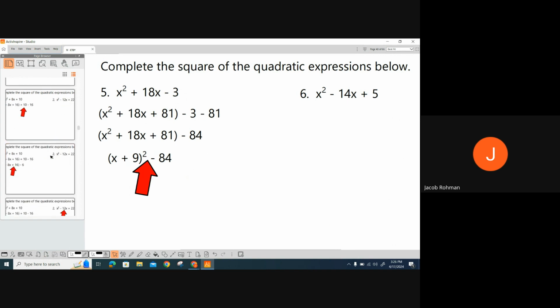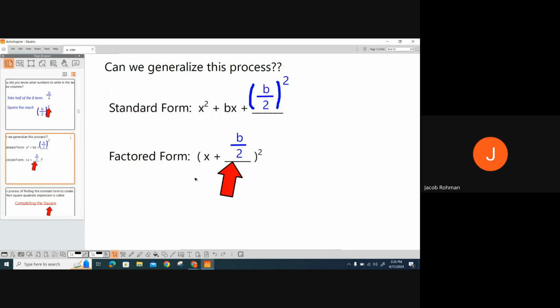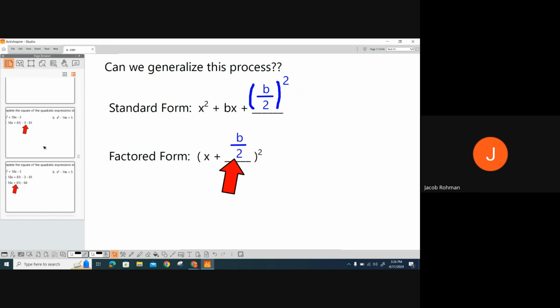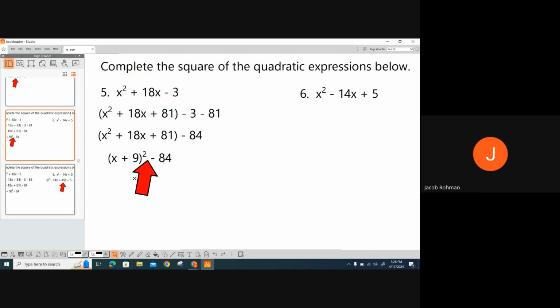And we're getting that from this portion right here. So whatever b was, we take b divided by 2, and that gives us what goes inside of this set of parentheses. So back to this example. So whatever b was, divided by 2, which is 9, goes inside of those parentheses.